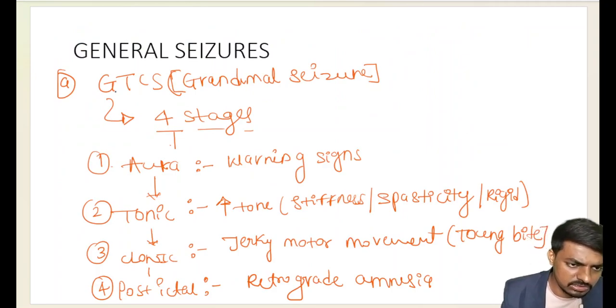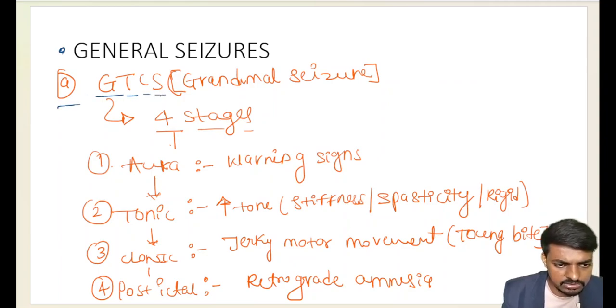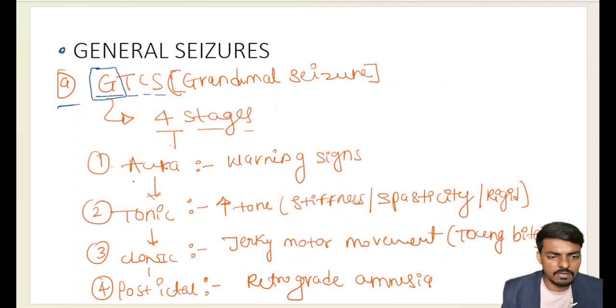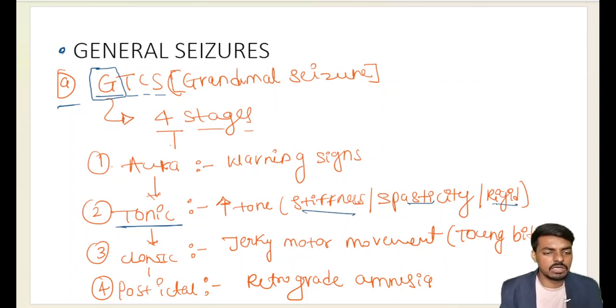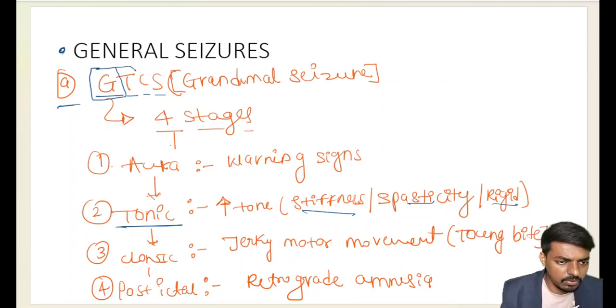Okay, so let me discuss the generalized seizures here. First we are discussing the generalized tonic-clonic seizure. Generalized means the entire brain is involved in releasing the abnormal electrical activities. Tonic means there is an increased tone which leads to stiffness, spasticity and rigidity of the muscles. That is what we call tonic. And what is clonic? Clonic means sudden jerky movements due to the abnormal electricity in the brain. And seizure is the abnormal electrical activity.